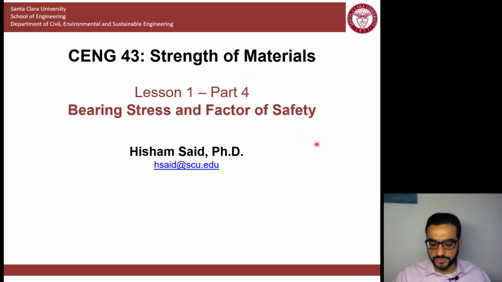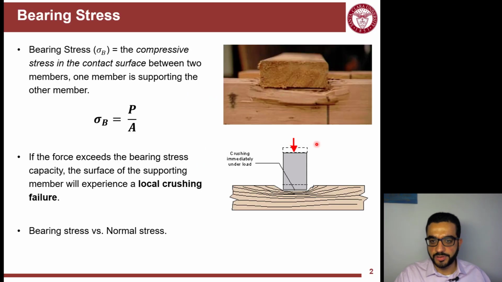So the first question is, what is bearing stress? Bearing stress is the compressive stress acting on the contact area between two members, one of them carrying or supporting the other one. So it looks and feels like a normal stress. We even refer to it using sigma notation, but we differentiate it with B. So sigma bearing is equal to the force over the contact surface area.